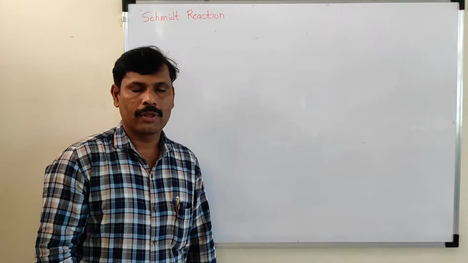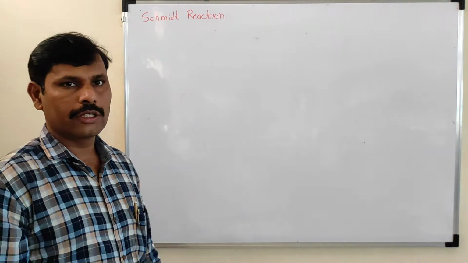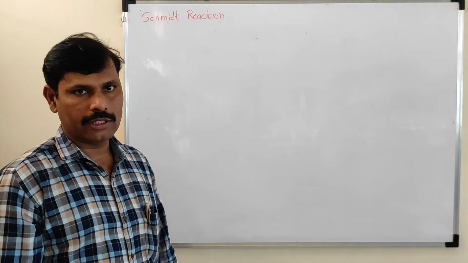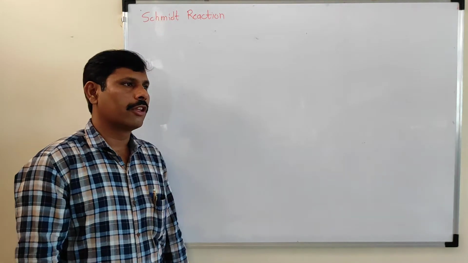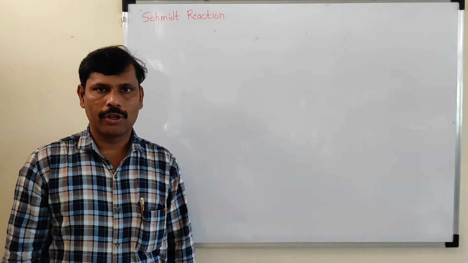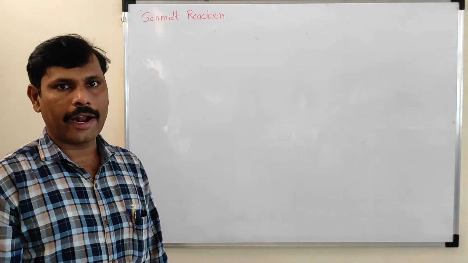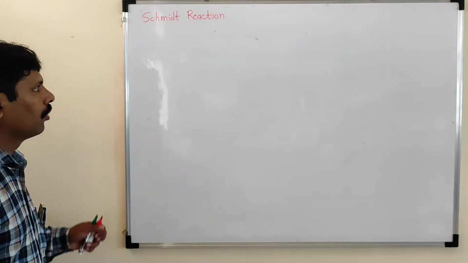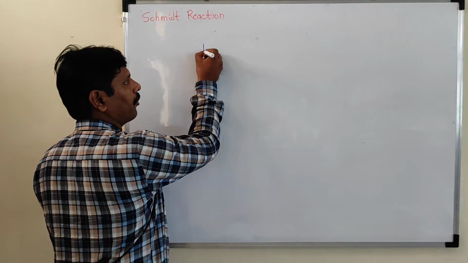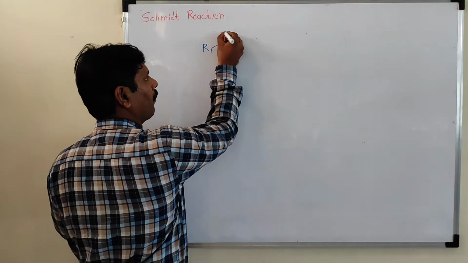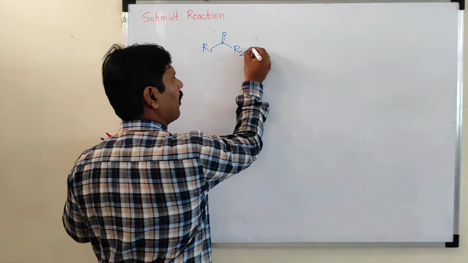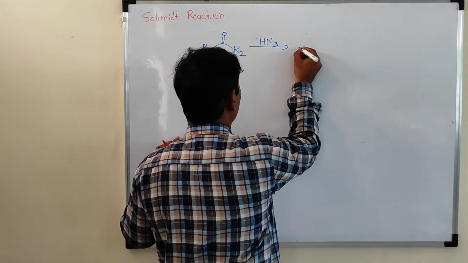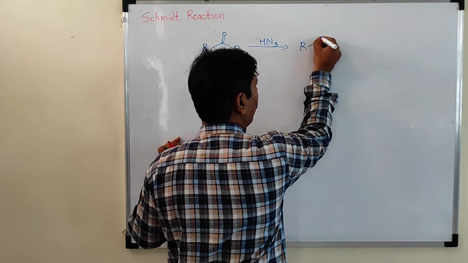Hello friends, in today's lecture we are going to discuss the next reaction, that one is the Schmidt reaction. What is the Schmidt reaction? The conversion of ketone into amide by using hydrazoic acid is called the Schmidt reaction. First one, that ketone. If you add hydrazoic acid, that ketone gets converted into amide.